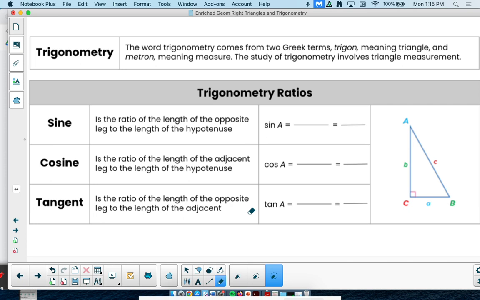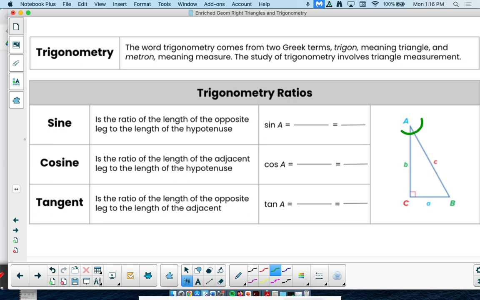So we have the sine ratio, cosine, and tangent. All right. And they're always going from a specific angle, one of your acute angles in your right triangle. And we can see that we're going from angle A. So everyone, will you mark angle A for me on your picture? So when you do that, we can label our sides with respect to that angle.